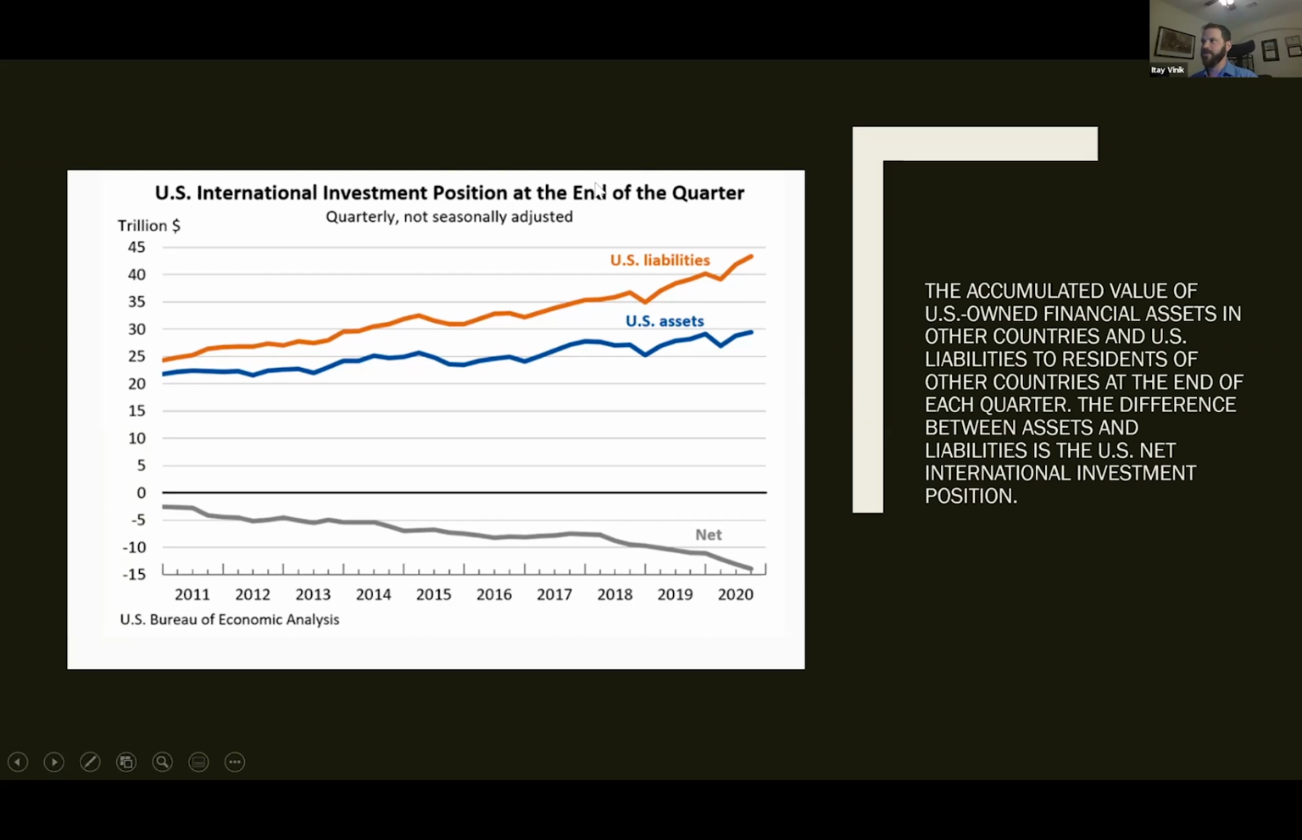Here is the international investment position: US liabilities versus US assets and the total net difference between them. I know this is an important concept to understand, but basically, it's the accumulated value of US-owned financial assets in other countries versus what other countries own in the US. The foreigners end up with more dollar reserves, and over time they invested in the US. So there's a net difference now of $15 trillion. That just means that foreign countries own a much greater share of stuff in the US, and that's a direct result of the petrodollar system.